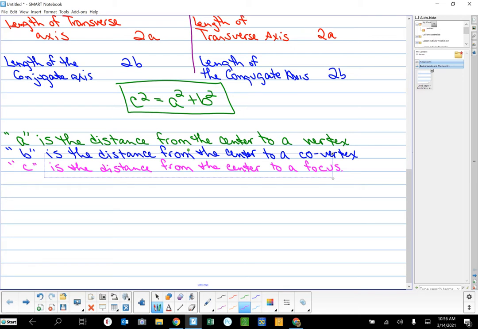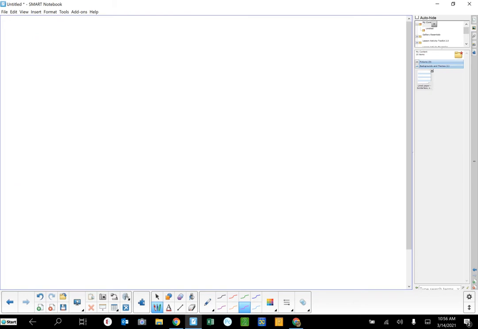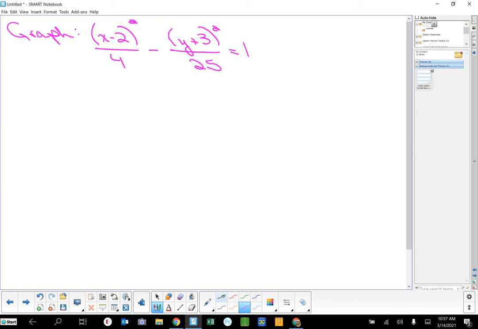Okay, so let's graph one of these things. We'll go to a new page, and we are going to graph. And you will actually want to have some graph paper for these and a ruler because they're very, very specific. And if you try to sketch out a graph and you don't have it on a coordinate plane with exactly square boxes, it's going to cause a problem. So we're going to go x minus 2 quantity squared over 4 minus y plus 3 quantity squared over 25 equals 1.